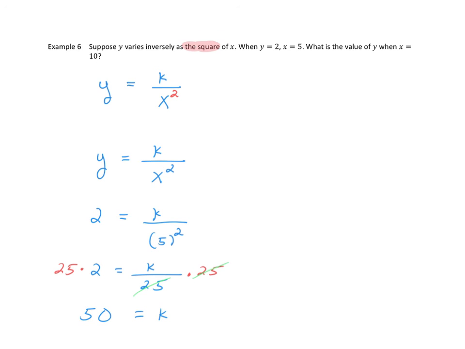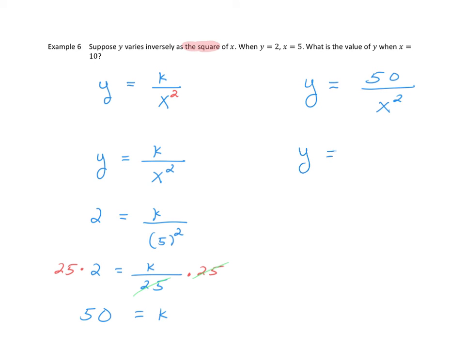And this means we have our formula. The formula is y is equal to 50 over x squared. I now can solve for the value of y that we're looking for. When x is 10, what is y? So I'll put 10 in place of x and go from there.